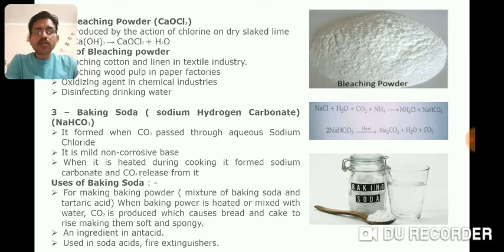Bleaching is the process of removing the color from the fabric. Once the cloths get bleached, they cannot regain their original color. Bleaching powder is also used in paper industries for bleaching wood pulp to obtain pure white paper.